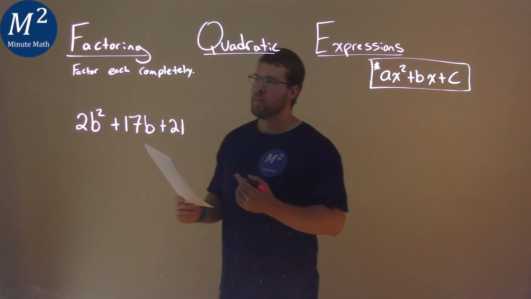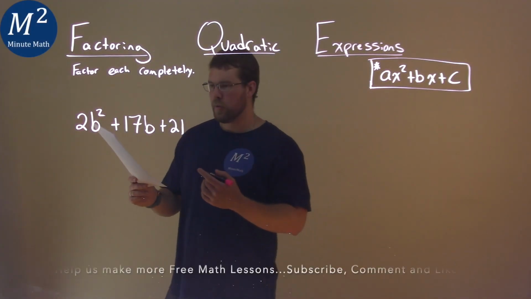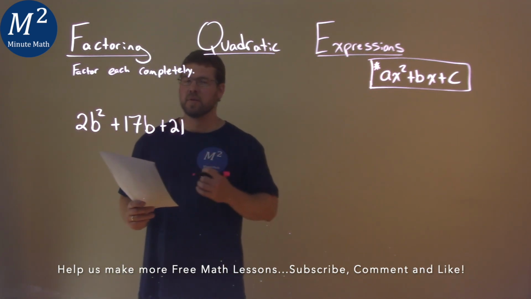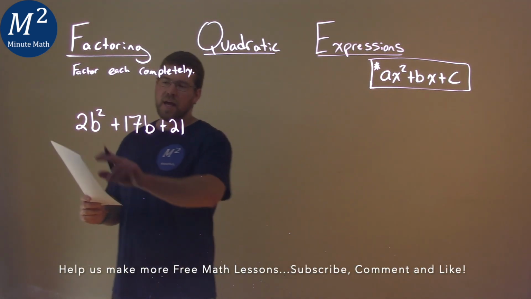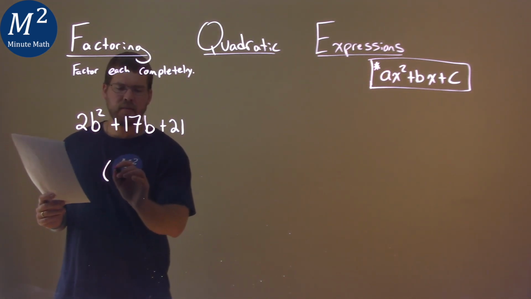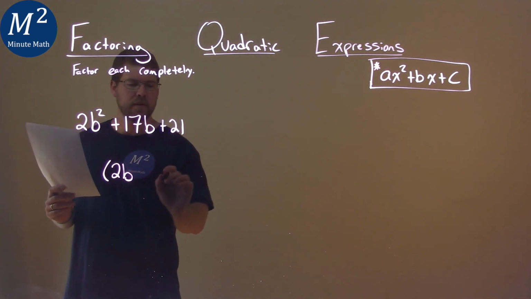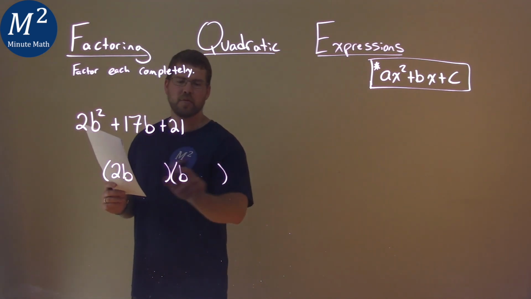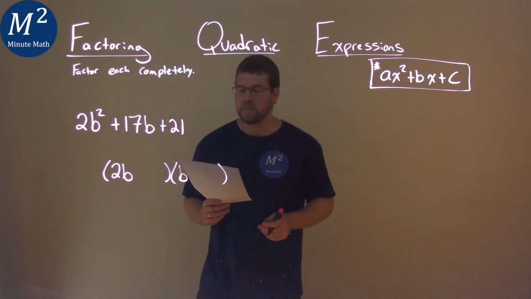We're given this problem right here: 2b squared plus 17b plus 21, and we need to factor this completely. The a value being 2, a prime number, lets us know that this has to be in some form of 2b in parentheses, then times 1b here. And we have to really fill in the rest of the factored form.